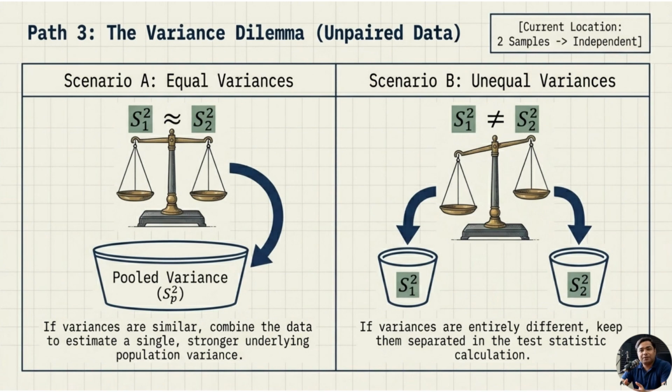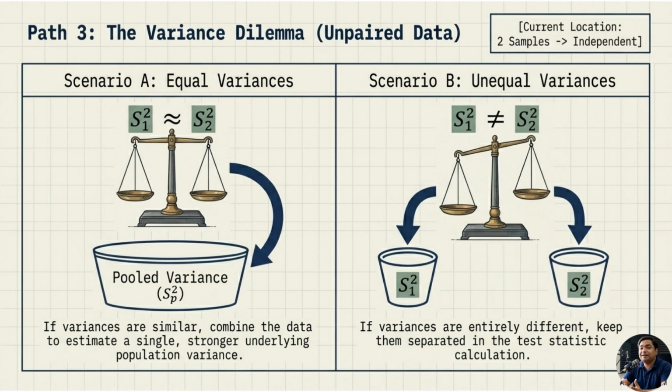Now we move to the unpaired t-test. When two groups are independent, we need to decide whether the variances of the two groups are approximately equal or clearly different. This slide shows two scenarios. In scenario A, the variances are approximately equal. In this case, we can combine the variance information from the two samples. This is called pooled variance. Pooled variance gives us a single stronger estimate of the common population variance.